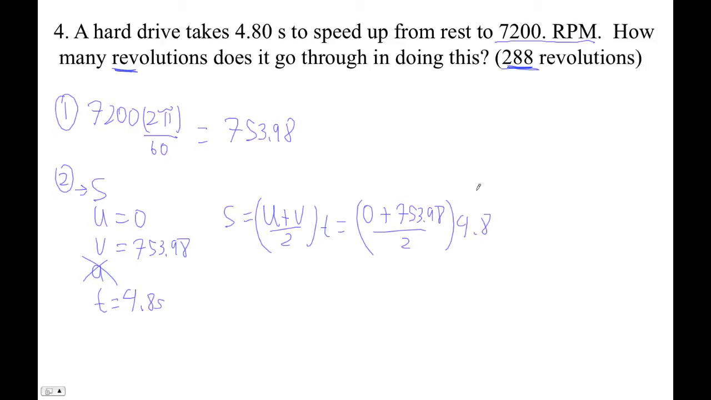Let's see if I can do that right. Okay, so, all right, divided by 2 times 4.8 is 1809. So that's 1809.56 radians. And then I need to turn that into revolutions. I've got to divide by 2 pi.